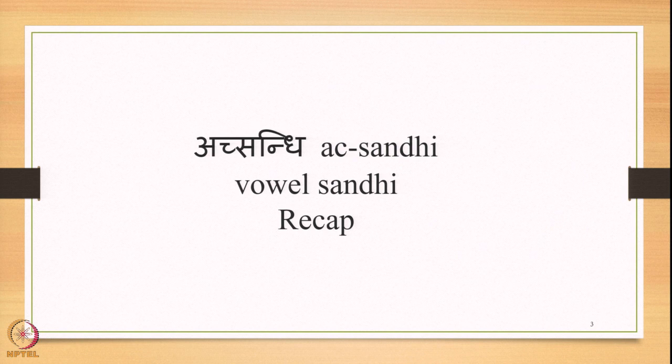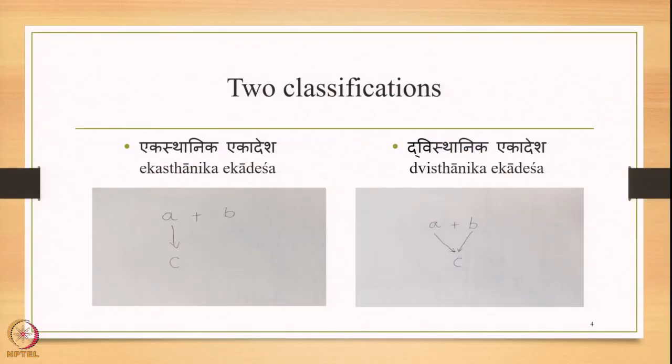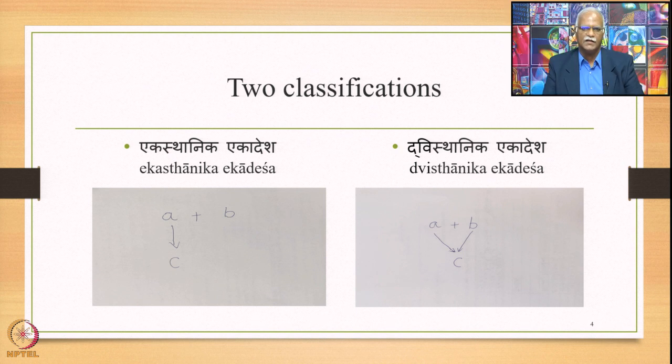Let us take a recap of what we have done so far about ac-sandhi and also some related topics to deal with. We always stated, and I constantly repeated, that there are two classifications, ekasthanika ekadesha and dvisthanika ekadesha. And we kept on studying these two diagrams. Ekasthanika ekadesha, you have A plus B as the input, and A plus B in samhita mode, A coming immediately before B, and in case of this environment, A gets substituted by C. So A plus B is the input and C plus B is the output.